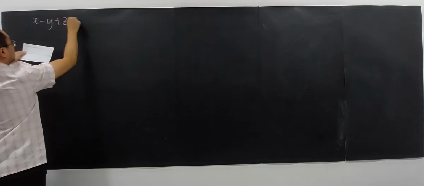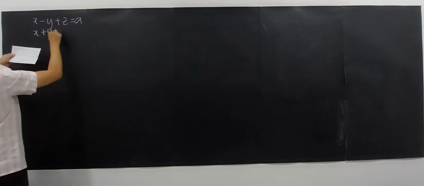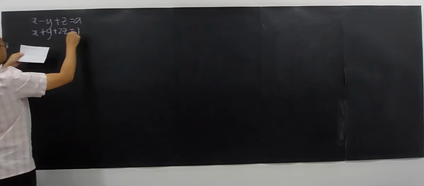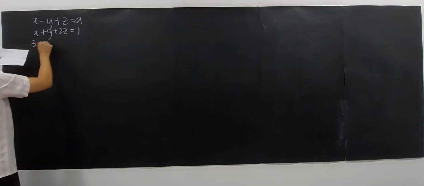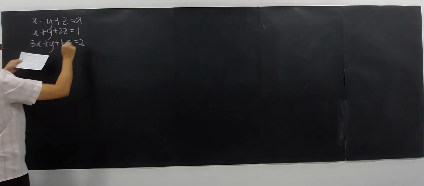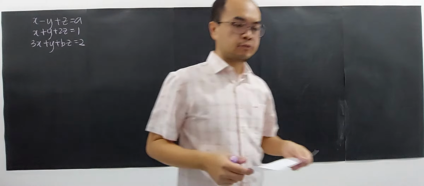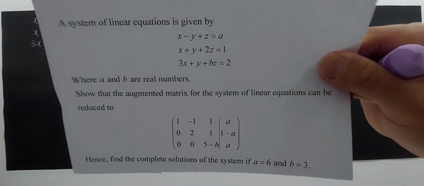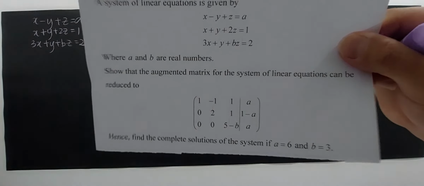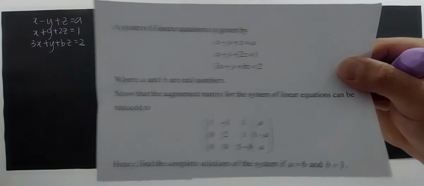z equals a, x plus y plus 2z equals 1, 3x plus y plus bz equals 2, where a and b are real numbers. Show that the augmented matrix for the system of linear equations can be reduced to this form, definitely by using elementary row operations.